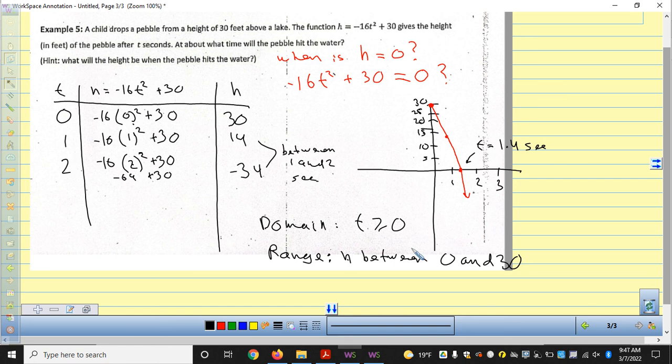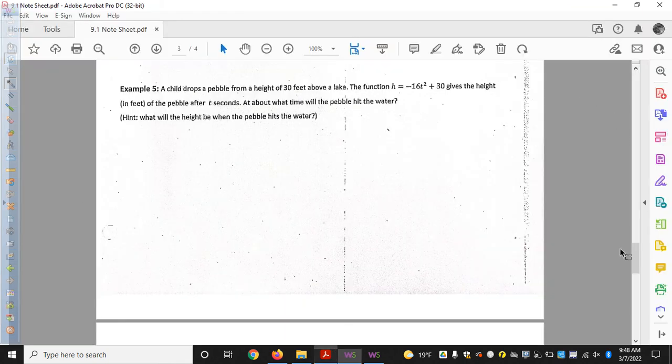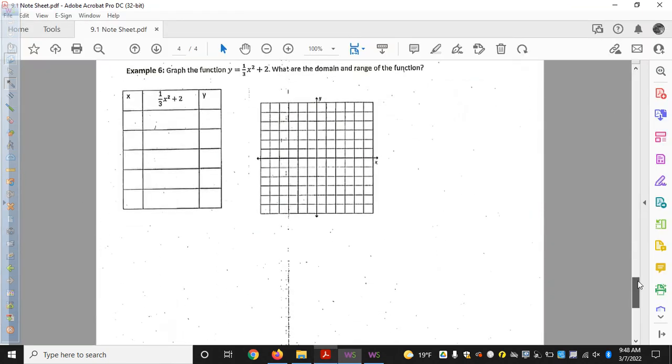All right, the last thing we're going to do is just sketch another graph. Just talk about how we construct a table of values and sketch a graph. This is exactly like what we did on Friday, just our function is a little bit different.